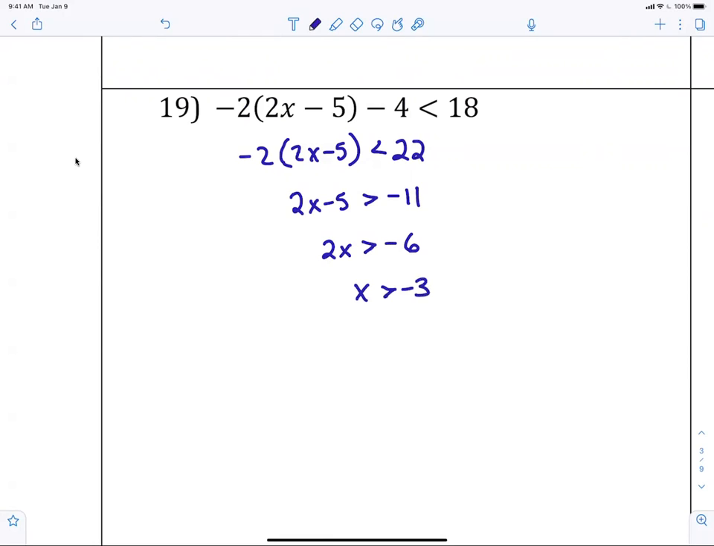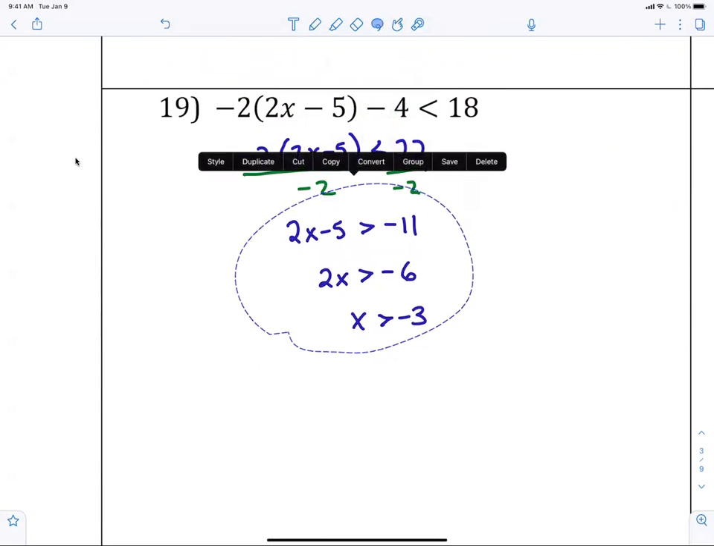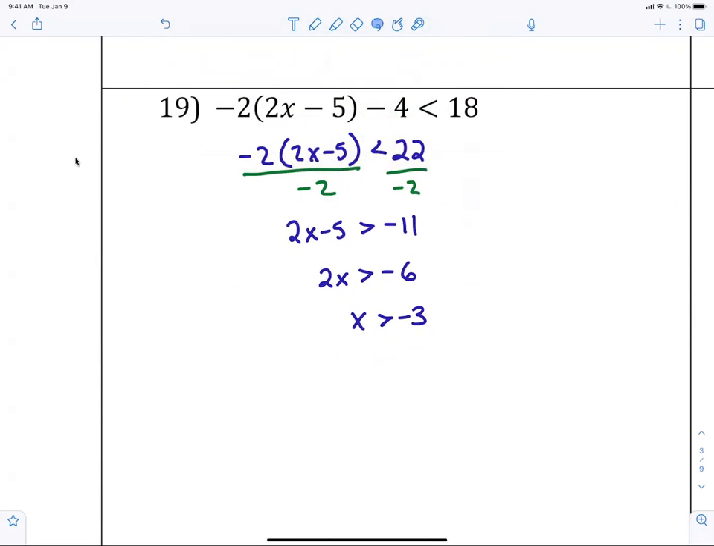Anybody have any issue? You would be distributing, right? No, I did not distribute. Because it's quicker if I divide. Yes, you can distribute. Did you get the same answer as I did? I'm not done with it yet. X is greater than negative 3.